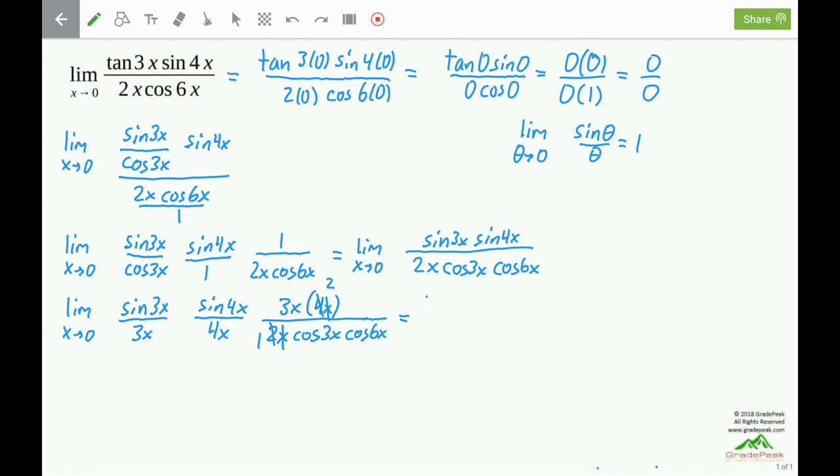The next step, let's just rewrite what we have left here. We have sine of 3x divided by 3x. We have a sine of 4x divided by 4x. Both of those are in perfect form to be the identity. And then we have a 3x times 2, which is a 6x, divided by a 1 times cosine 3x and a cosine 6x.